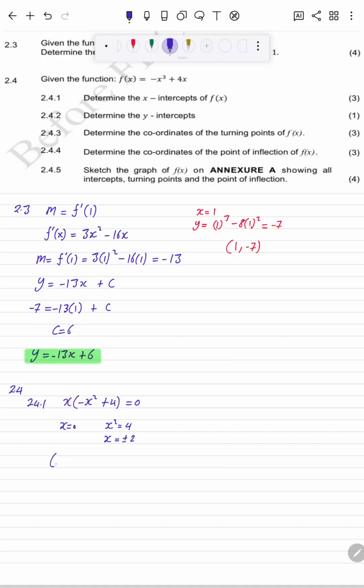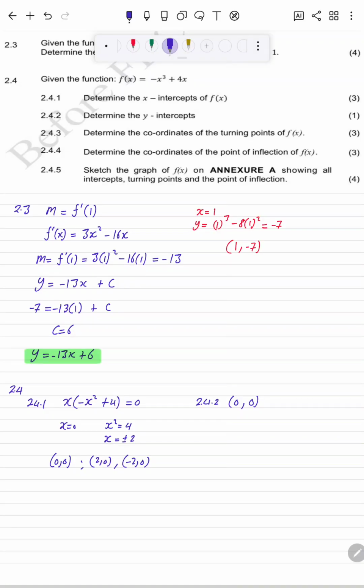So it means that our coordinate is at 0 and 0. And then another coordinate is at positive 2 and 0. Another coordinate is at negative 2 and 0. That's your typical solve for x question. And then 2.4.2, they want you to determine the y-intercept. The y-intercept means that you replace x by 0. If you go to f of x and replace x by 0, you're going to get 0. So the y-intercept is going to be at 0 and 0.